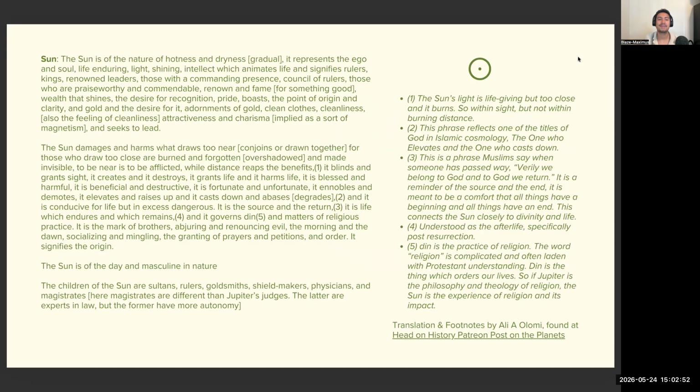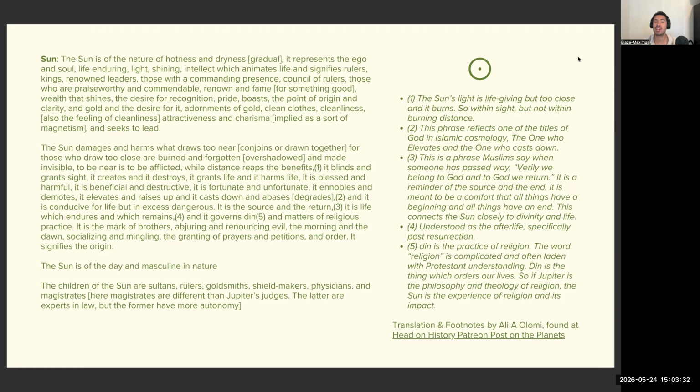As for the sun, it is of the nature of hotness and dryness, which is gradual. So it's gradual heat and gradual dryness. So it's not intense or strong like Mars, but gradual. It represents the ego and the soul, life enduring, light shining, intellect which animates life, and signifies rulers, kings, renowned leaders, and those with a commanding presence. The council of rulers, those who are praiseworthy and commendable, those who are renowned and famous. And typically the connotation here is that they are famous for something good, for doing praiseworthy actions.